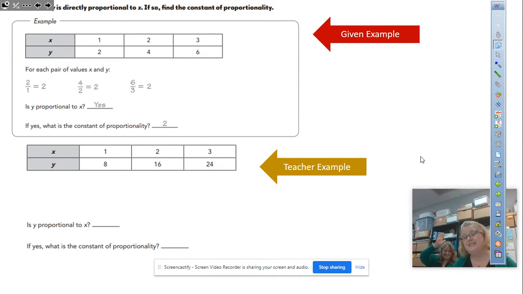Mrs. Hinckley here with Mrs. Douglas, and today we're going to talk about direct proportion and how you can tell if a relationship is a direct proportion looking at a table, an equation, and a graph. And if we can, we find the constant of proportionality.